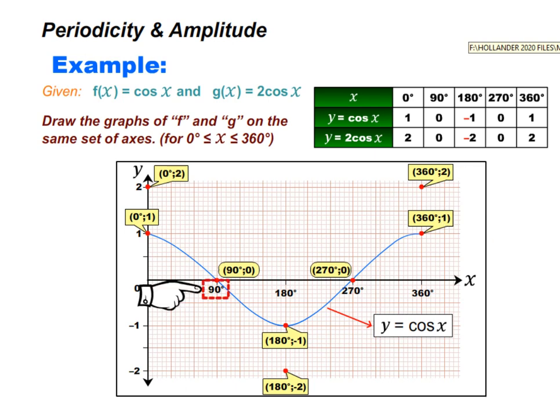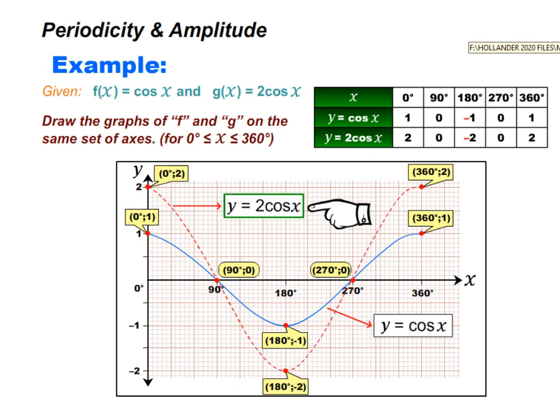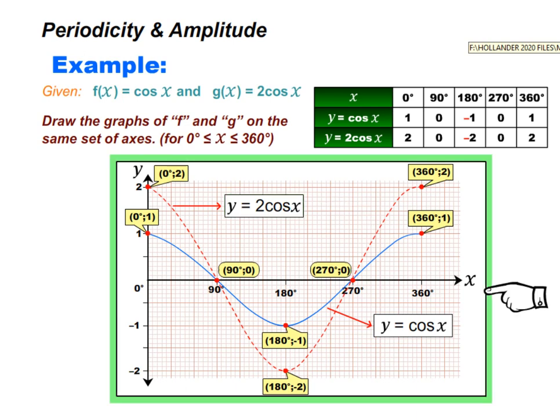Look at 90 degrees and 270 degrees. They are on the x-axis. At 90 degrees, which is here, y is 0. At 270 degrees, which is here, y is equal to 0. So y is equal to 0 at the second and fourth dots. Let us now join the dots. If we join the dots, our graph of y is equal to 2 cos x should look like this.